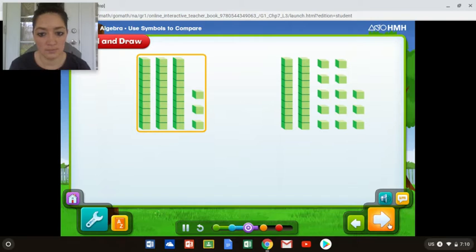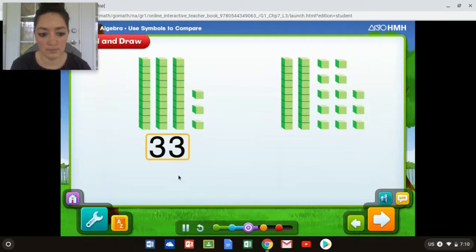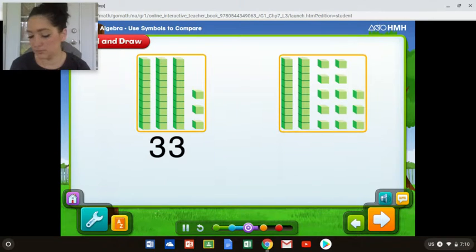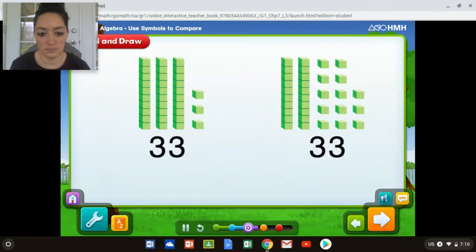The first model has 3 10s and 3 1s. So it shows the number 33. The next model has 2 10s and 13 1s. Let's see how many this is. 10 1s is the same as 1 10. So 2 10s and 13 1s is 3 10s and 3 1s. It shows the same number as the first model. Both models show 33.